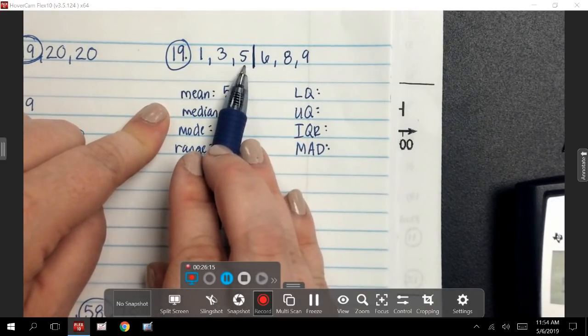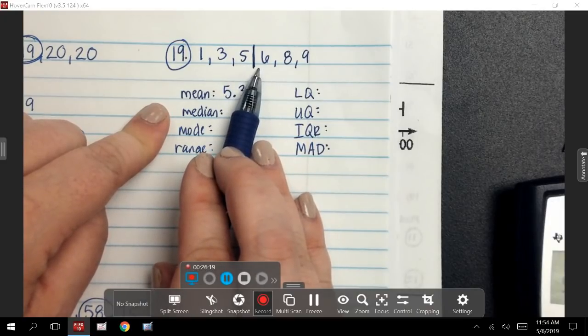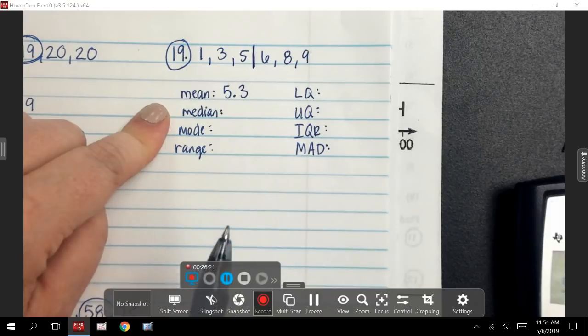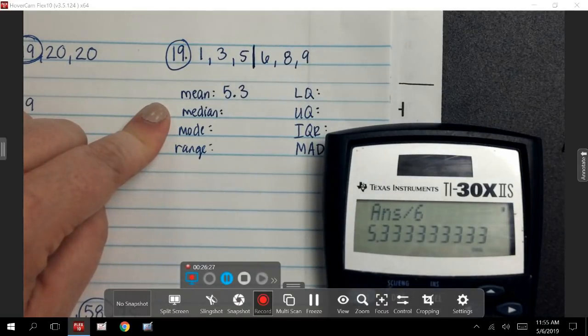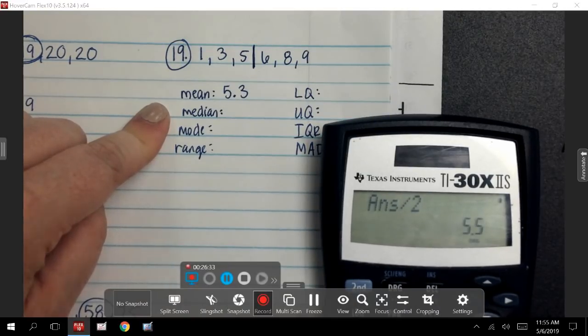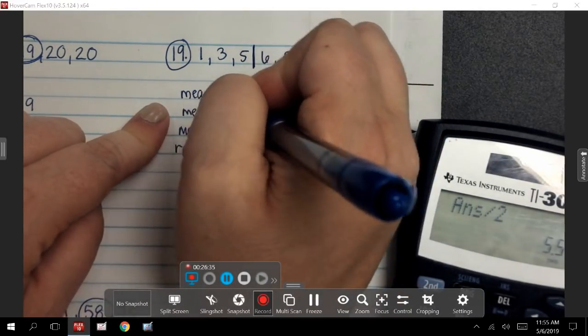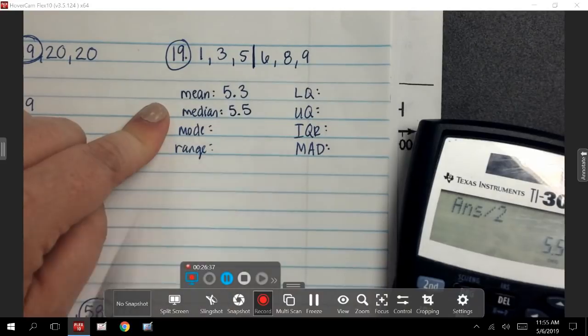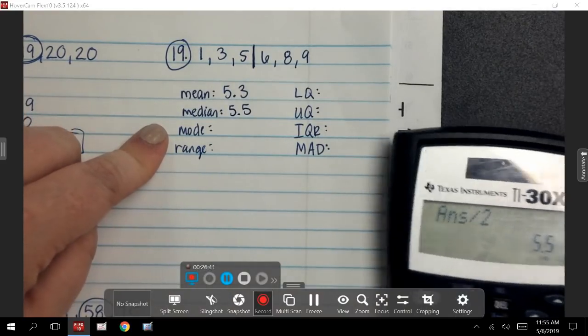Some of you can look at this and go, well, I know what's in the middle of 5 and 6. But if I don't know, what can I do to find what's in the middle? Add them up. So 5 plus 6 equals 11. And what am I dividing by? 2. And that gives me 5.5. Guys, always think about that. Is 5.5 in between 5 and 6? Yes.